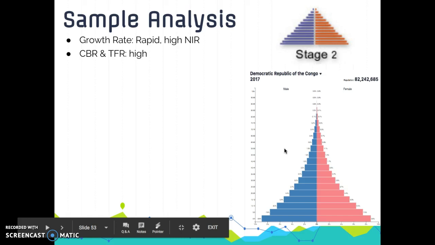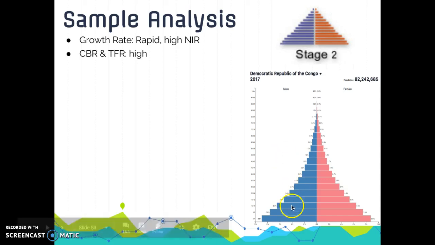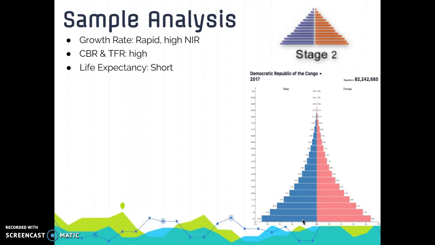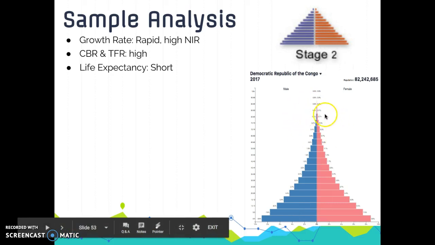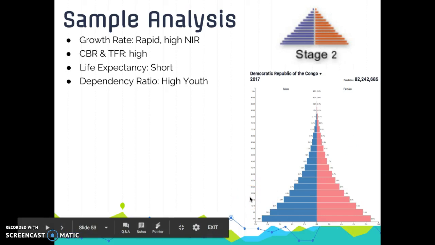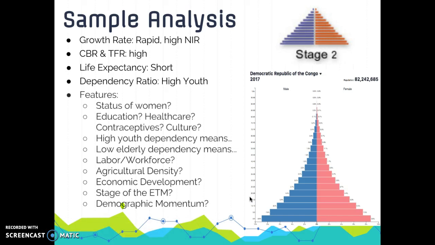We also can tell that crude birth rate and total fertility rate are high, right? Because, again, there's so many babies down here at the bottom. We can tell that life expectancy is short, right? Most people are not living past their middle-aged years in this country. And when we think about the dependency ratio, we've got a high youth dependency. So remember, that's a strain on things like childcare, schools, pediatricians.